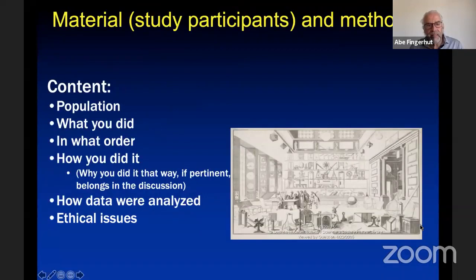Let's take a look now at material and methods. Material and methods is a chapter that's very straightforward. You have a population, you describe it. You have an intervention. Maintained all throughout the paper.